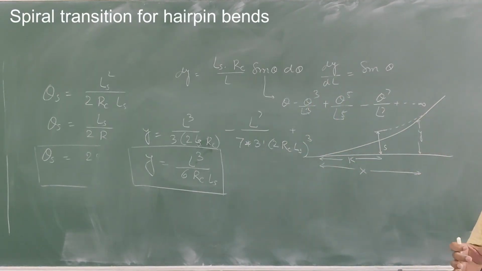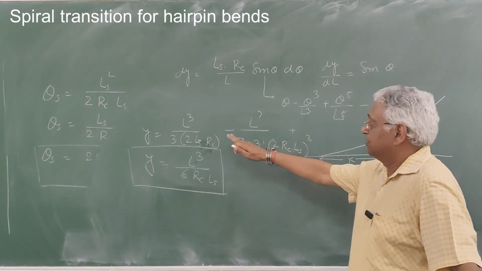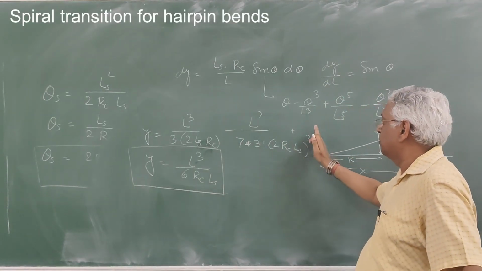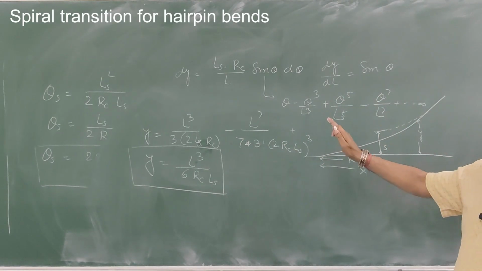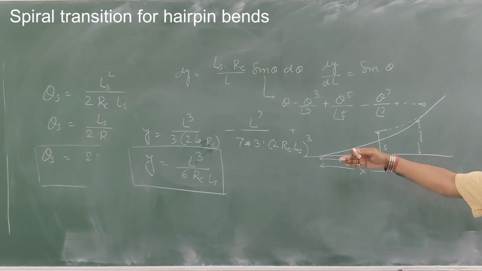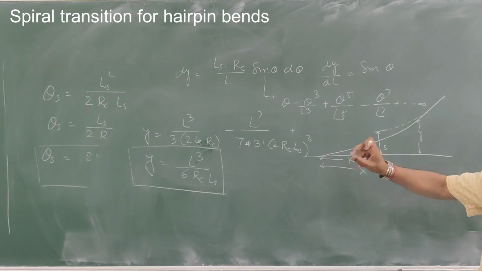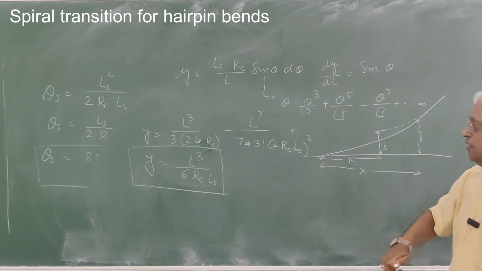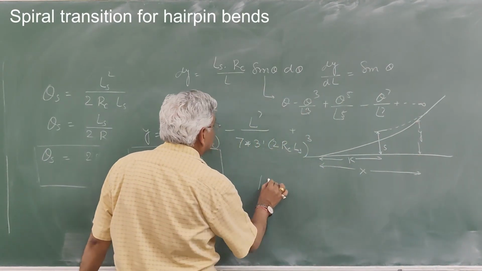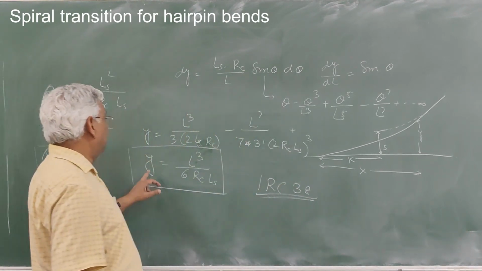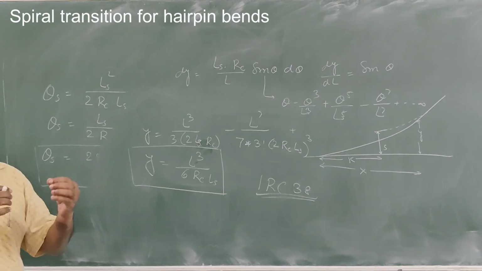But actually y is less than this value, because you have a negative term here, then a positive term here, and a negative term here. So the first-term value is slightly more than the actual value. Therefore, to compute the value of y accurately, there is a table given in IRC 38 for computation of y in terms of L.